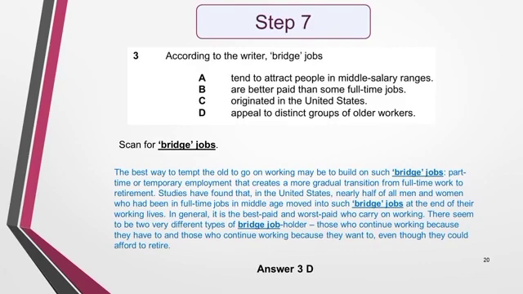Now for question 3. I scan for bridge jobs. Again, since the answer will come in order in the text, I scan from the location of the last answer. Bridge jobs appears 3 times in paragraph 3, so this is where the answer will be.